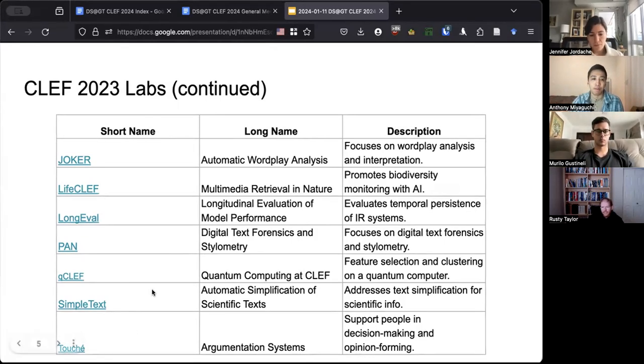Shakespeare. QCLEF is for the quantum computing CLEF. This is a new one this year. And they have a quantum computer that is time shared that competitors will be able to use for clustering and feature selection. There's SimpleText, which is simplifying scientific texts, and Touché, which is argumentative systems. So being able to do pro and con using multimodal data, images and text.